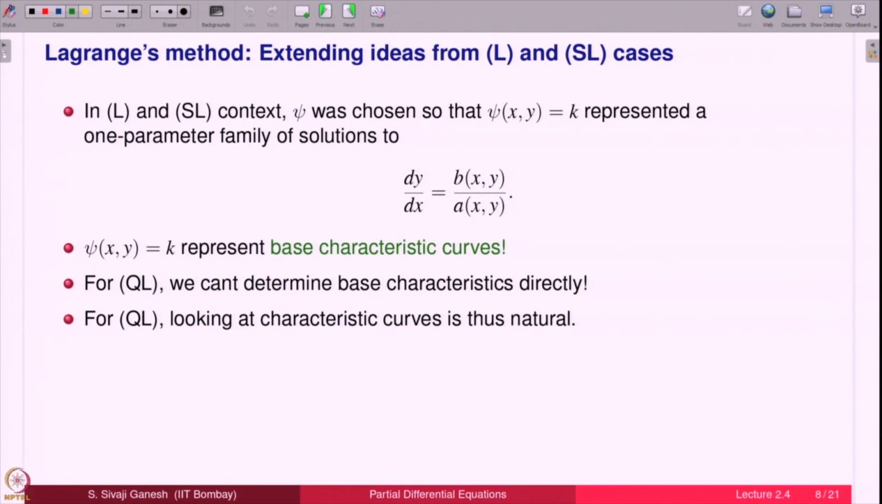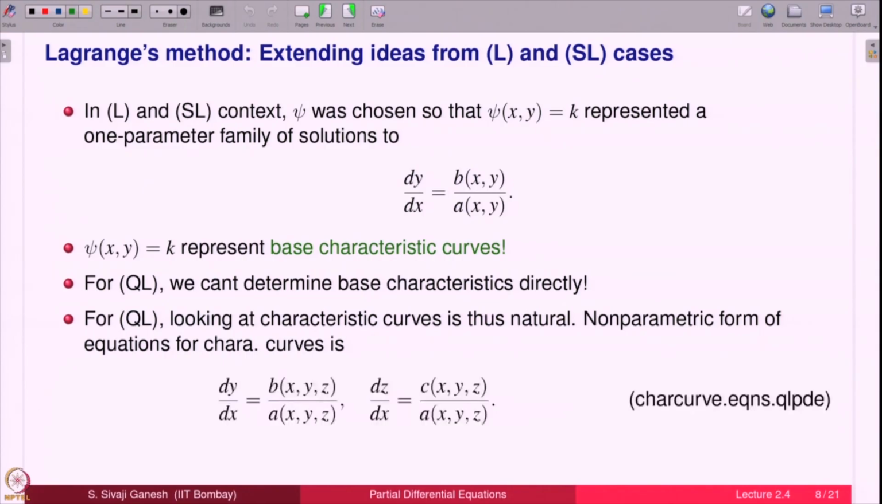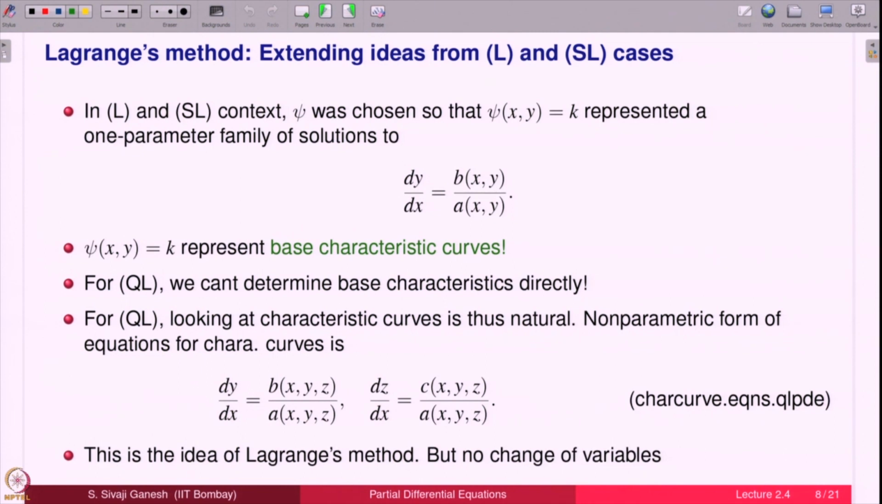We are saying that for linear and semilinear, looking at base characteristic curves helped us in obtaining a general solution to L and SL. For QL we have to look at full characteristics. So, the non-parametric form of the equations for characteristic curves, after eliminating the parameter t, is dy by dx equal to b by a, dz by dx equal to c by a. This is the idea of Lagrange's method, but no change of variables as expected.